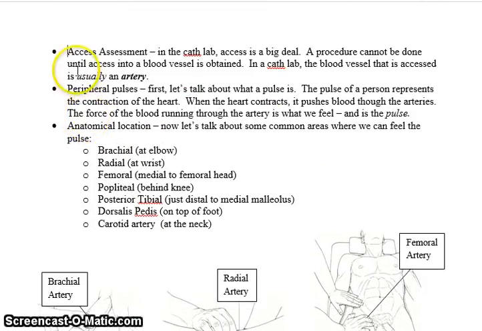Access assessment. So access is a big deal. Of course, we can't do our procedures unless we have access. Usually an artery, sometimes a vein. Okay, peripheral pulses. Okay, so first of all, let's talk about what a pulse is. The pulse of a person represents the contraction of the heart. When the heart contracts, it pushes blood through the arteries. The force of the blood running through the artery is what we feel and is the pulse.